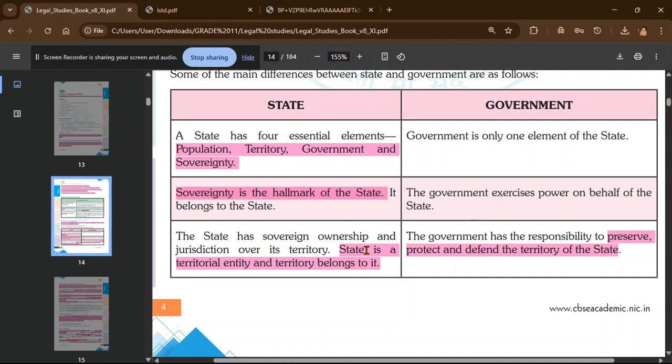Then the state has sovereign ownership and jurisdiction over its territory, means whenever a state has a territory entitled under it, it has its own ownership on it. State is a territorial entity, means how can you term something as a state? Only when it has a territorial entity attached to it and the territory belongs to the state. For government, government has the responsibility to preserve, protect, and defend the territory of the state. So the government's main responsibility is to preserve it, protect it, and defend the territory of the state. So these are the differences.